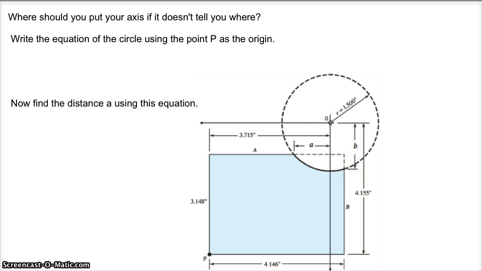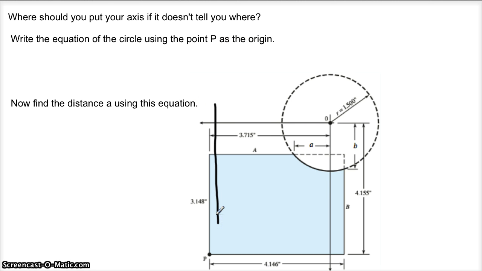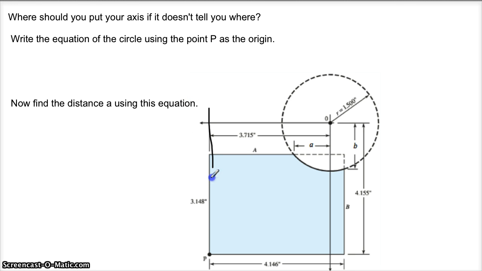Okay, so first we're going to write the equation of the circle using the point P as the origin. So all I'm going to do first is draw in my origin, or my axes, and make sure I know where. Oops, I didn't do a very good job. Hold on a second. Let me try that again. Actually, let me do it this way. All right. Okay, so now if I draw a line, here's my x and my y axis at point P. So we're measuring everything from point P. There's your origin. Okay. Here's the center of my circle.